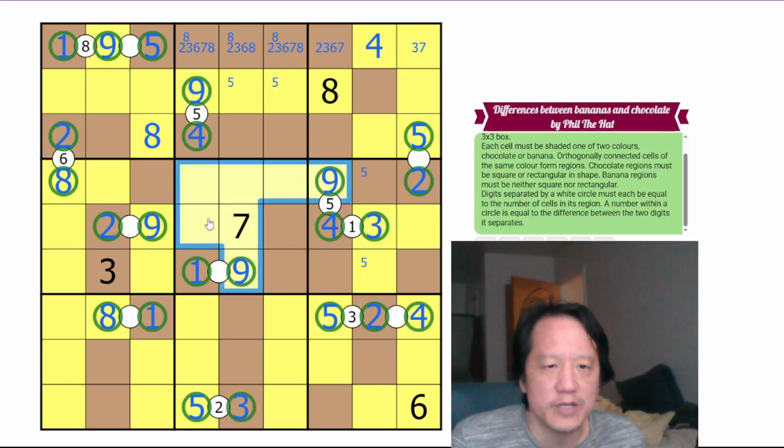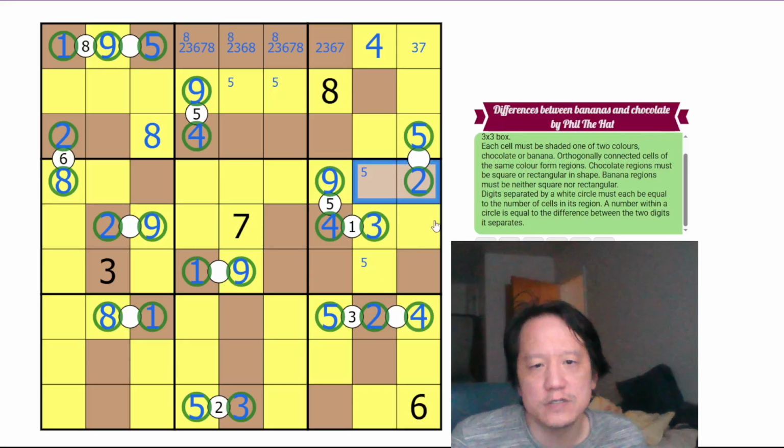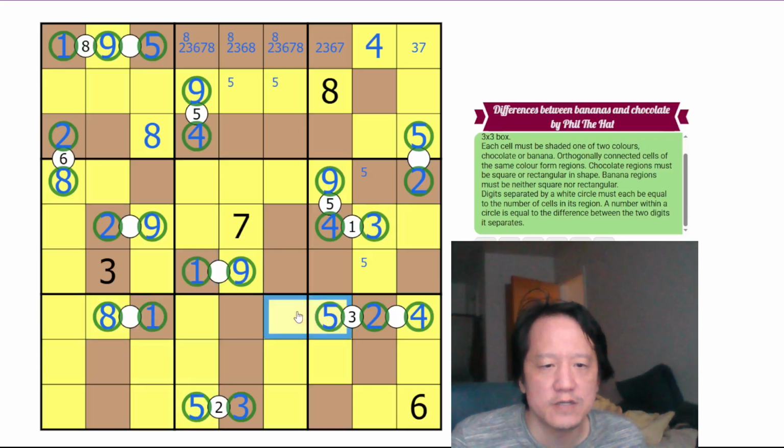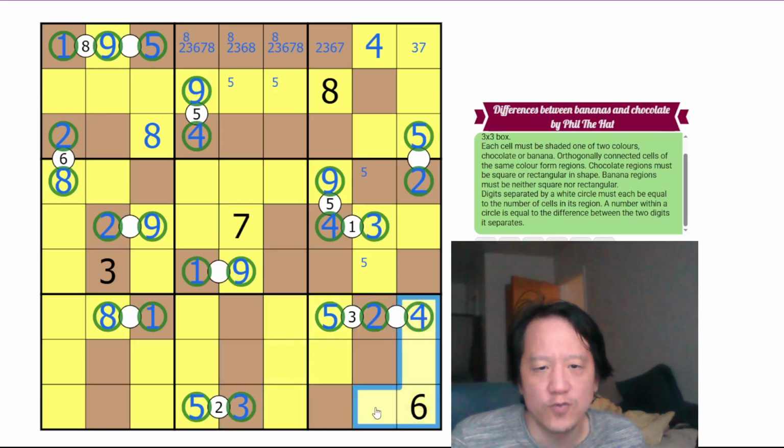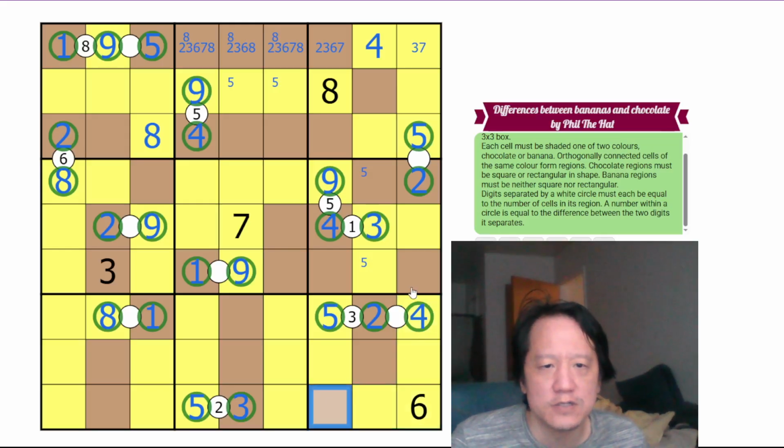Size 9 banana. 1, 2, 3, 4, 5, 6, 7, 8, 9. Size 2 chocolate. Size 3 banana. Size 4 chocolate. Size 1 chocolate. Size 1 chocolate. Size 5 banana. Size 5 banana. Size 3 chocolate. Size 2 chocolate. Size 4 banana. And this is a chocolate. That is a square. So the rest is just normal Sudoku.